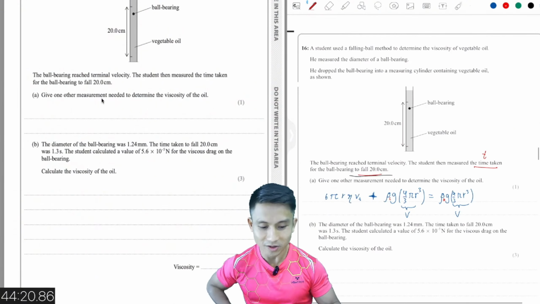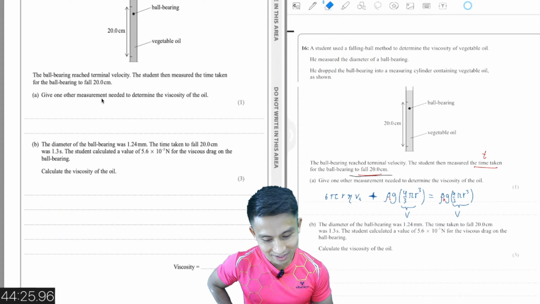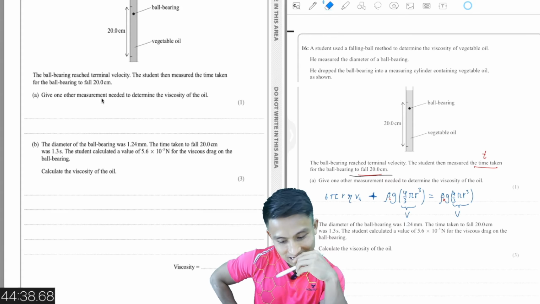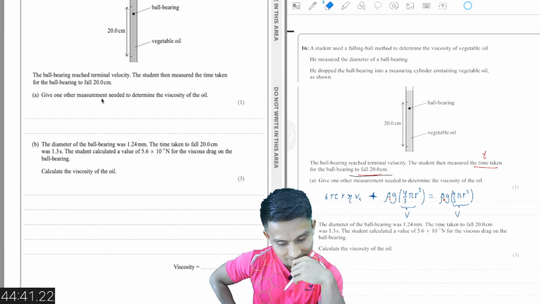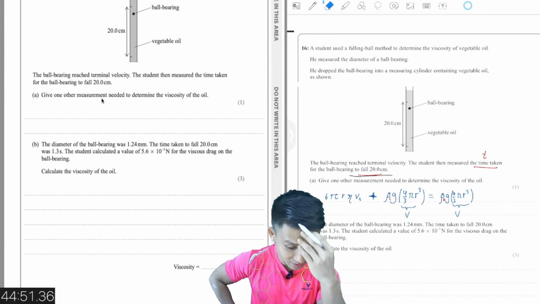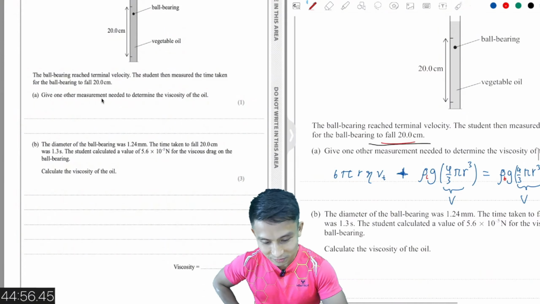Oh, stupid me. Okay. It's simpler than that. One measurement needed to determine the viscosity. Wait, no. Probably not. Funny, it's just 1 mark, but I'm not figuring it out here. Give one other measurement needed to determine the viscosity of the oil. So we want the viscosity of the oil.